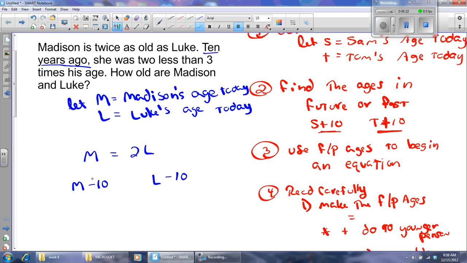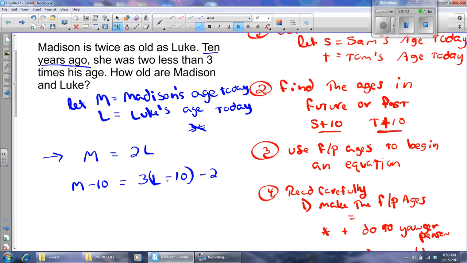All right. Now, I'm pretending this is a variable. Like, you know, this first one was really easy to write. We just had a double L, right? Well, I'm pretending this is like a new variable. M minus 10 is an actual variable. It's a number. Okay, let's see. Madison was 2 less than 3 times his age. So I need to triple Luke's age. Not triple his age today, not 3L. 3L minus 10, because I want to triple the age 10 years ago. And she was 2 less than that, so I'll have to take away 2.